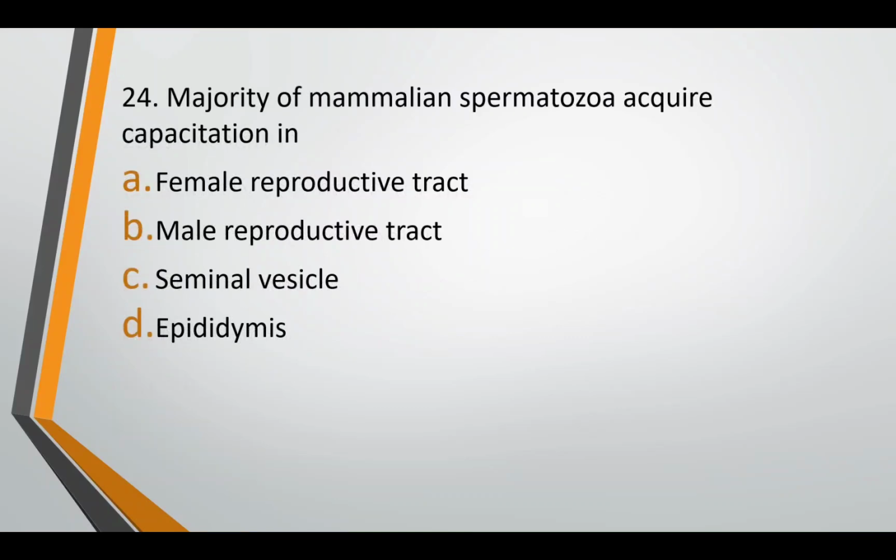Majority of mammalian spermatozoa acquire capacitation in the female reproductive tract, male reproductive tract, seminal vesicle, or epididymis. Majority of mammalian spermatozoa acquire capacitation in. Correct answer is option A, that is female reproductive tract.